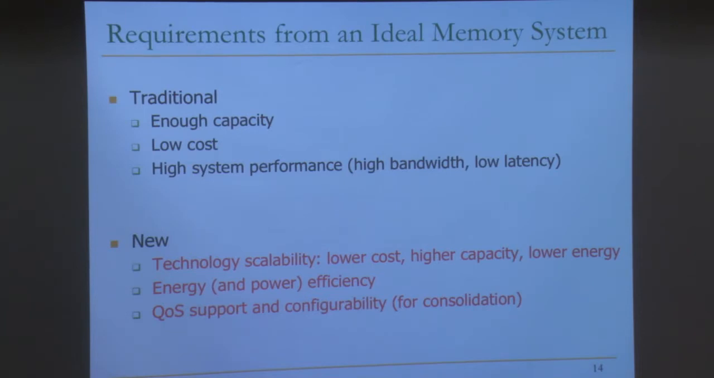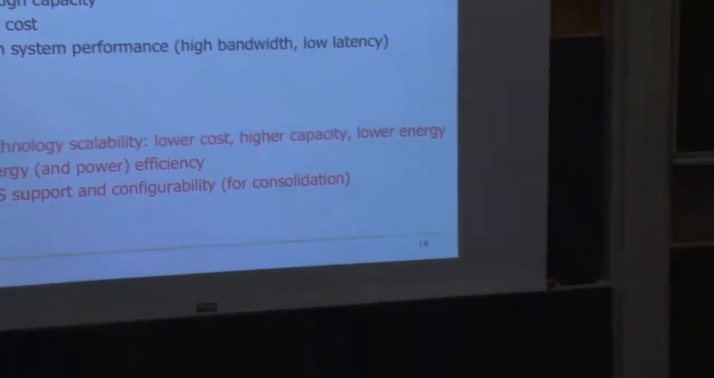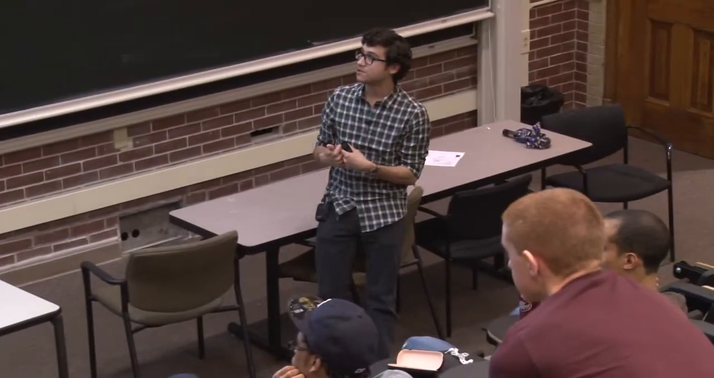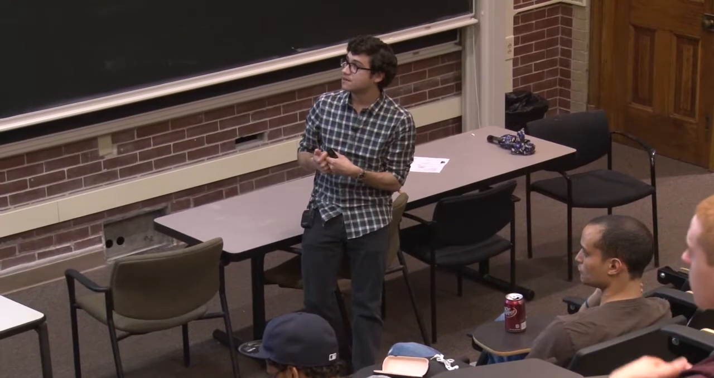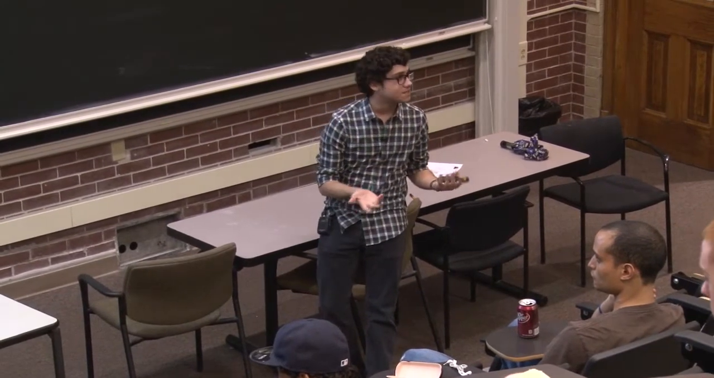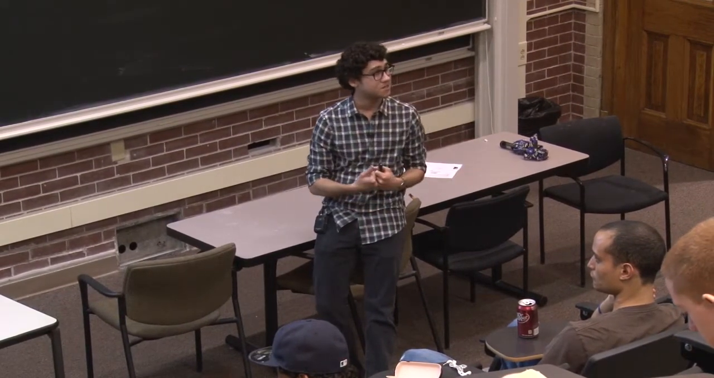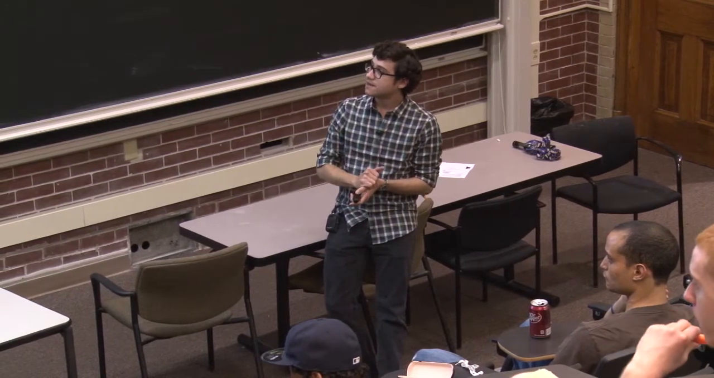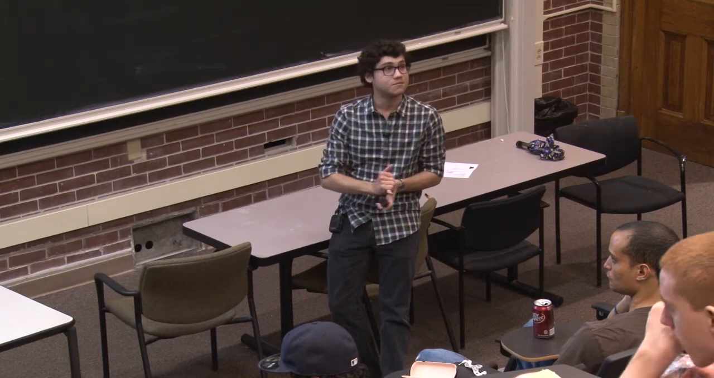But there are some new concerns that are starting to emerge in future systems. For example, we want technology scalability. We want the actual cells themselves to be able to scale really well going into the future, not just hit some sort of roadblock. We have energy and power efficiency, which haven't been traditional concerns for a lot of companies. And quality of service support and configurability.